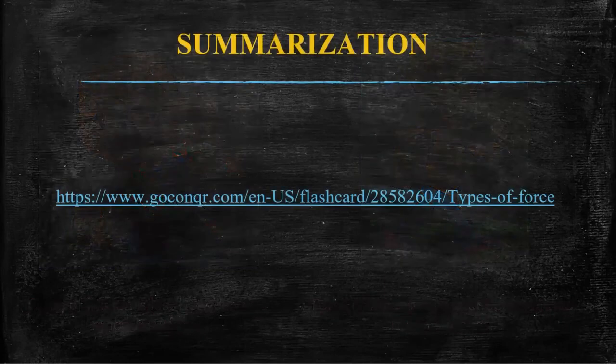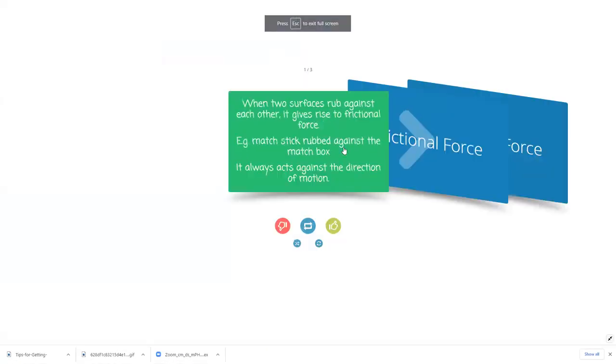Okay, students. So it's time to summarize whatever we have learned till now. So let me quickly share the screen. Okay, students, what we saw today is when two surfaces rub against each other, it gives rise to frictional force. Example, a matchstick rubbed against a matchbox, and it always acts against the direction of motion.